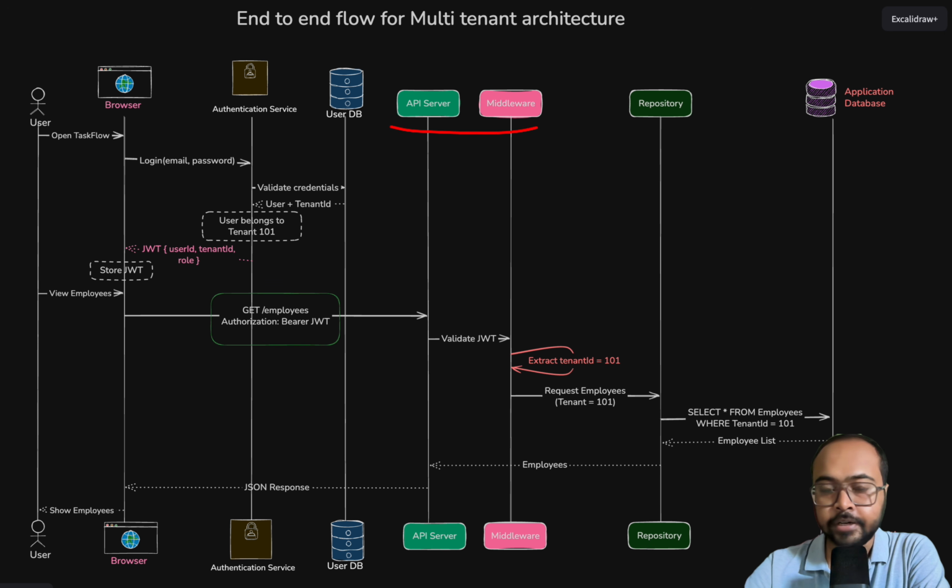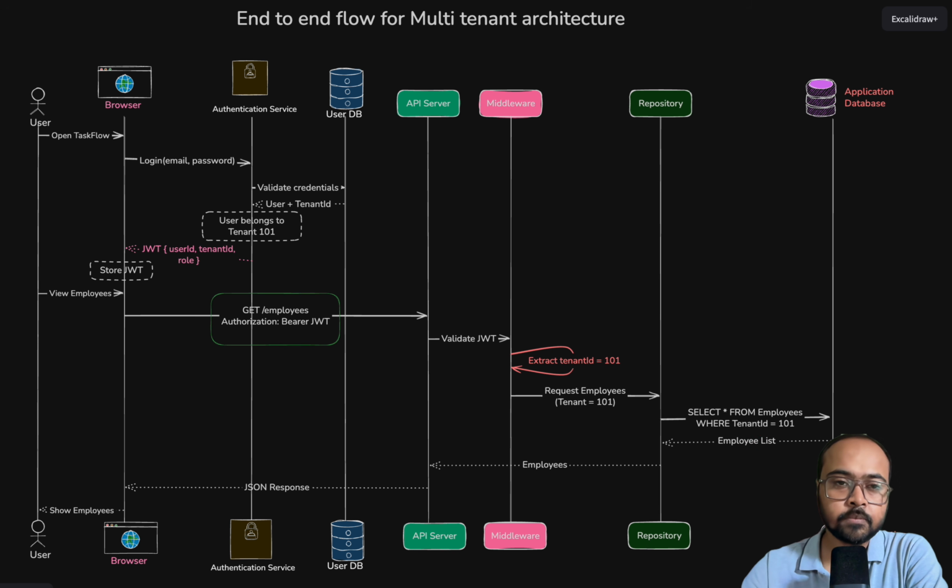The middleware server validates the JWT token and extracts the tenant ID from the token. Suppose the tenant ID is 101. Now when your repository layer makes any query to the database, it puts that tenant ID as a filter in the query, so that whenever you make any query to the database, you are fetching the data for only that tenant ID, so that users cannot see any data from another tenant. Once you have filtered the data, you return the data in the response.